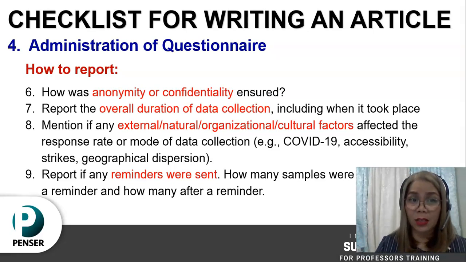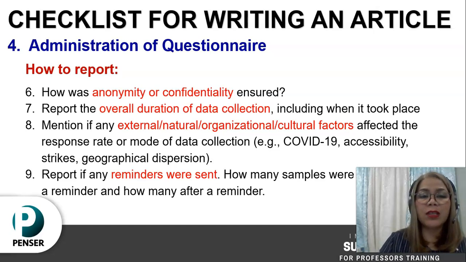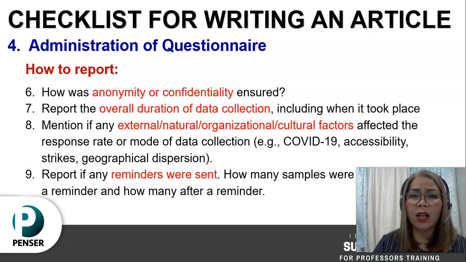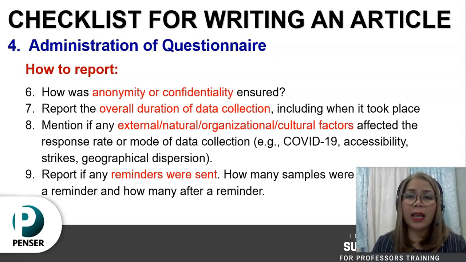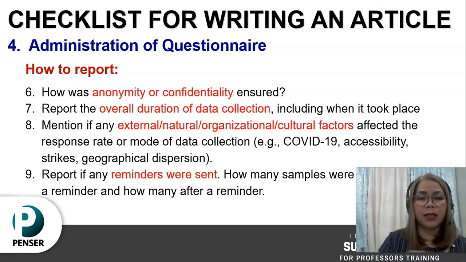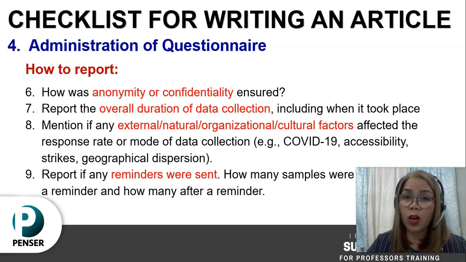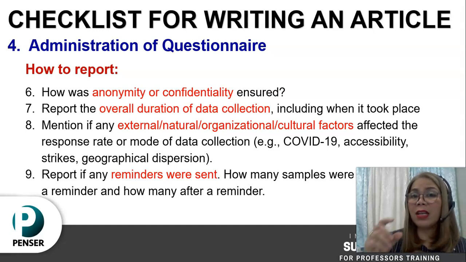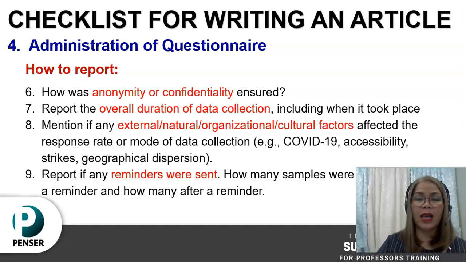When was the data collected? And then mention if there are external, natural, organizational, or cultural factors that may have affected the response rate or the mode of data collection. Say, for example, because of the COVID-19 restrictions, the data collection was prolonged or the response rate was very low because of the accessibility or the geographical location of the respondents of the study.